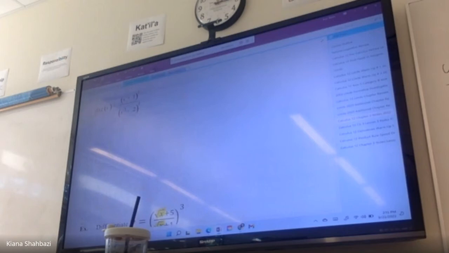Can you just throw it over one and then do the smiley face thing? Are you allowed to do that? You can, as long as you're not taking the derivative. You can make the algebra nicer first. You have to clean it up first before you apply your derivative rules.